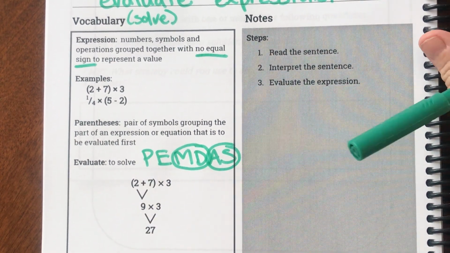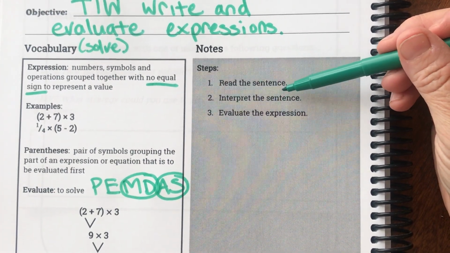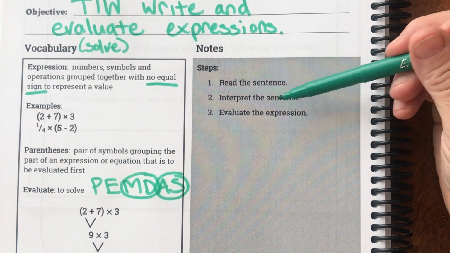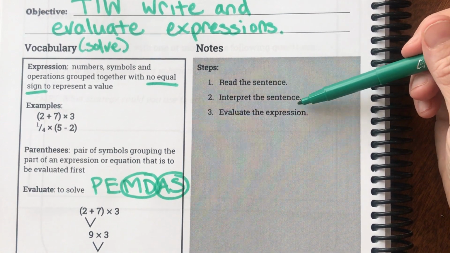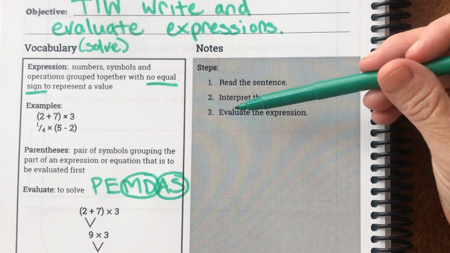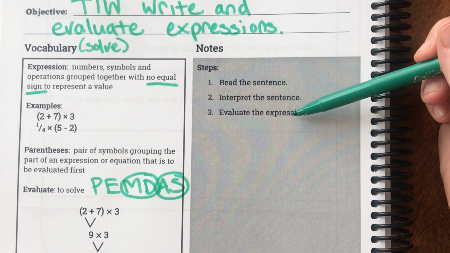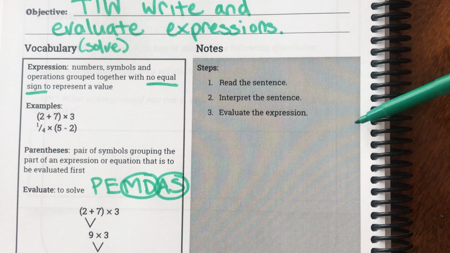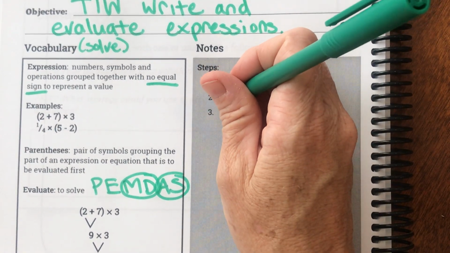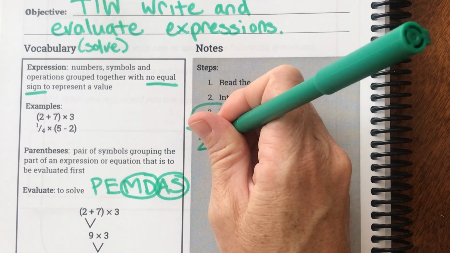Okay, our steps today, we're going to adjust a little bit. So it says read the sentence. You're going to see that some of these sentences are going to be word problems. And then interpret the sentence. Interpret the sentence just means to make sense of it. But then it jumps straight from make sense of the sentence to evaluate the expression. Well, before you evaluate the expression, you have to write an expression. So we're going to add a step between 2 and 3. We're going to add step 2.5.